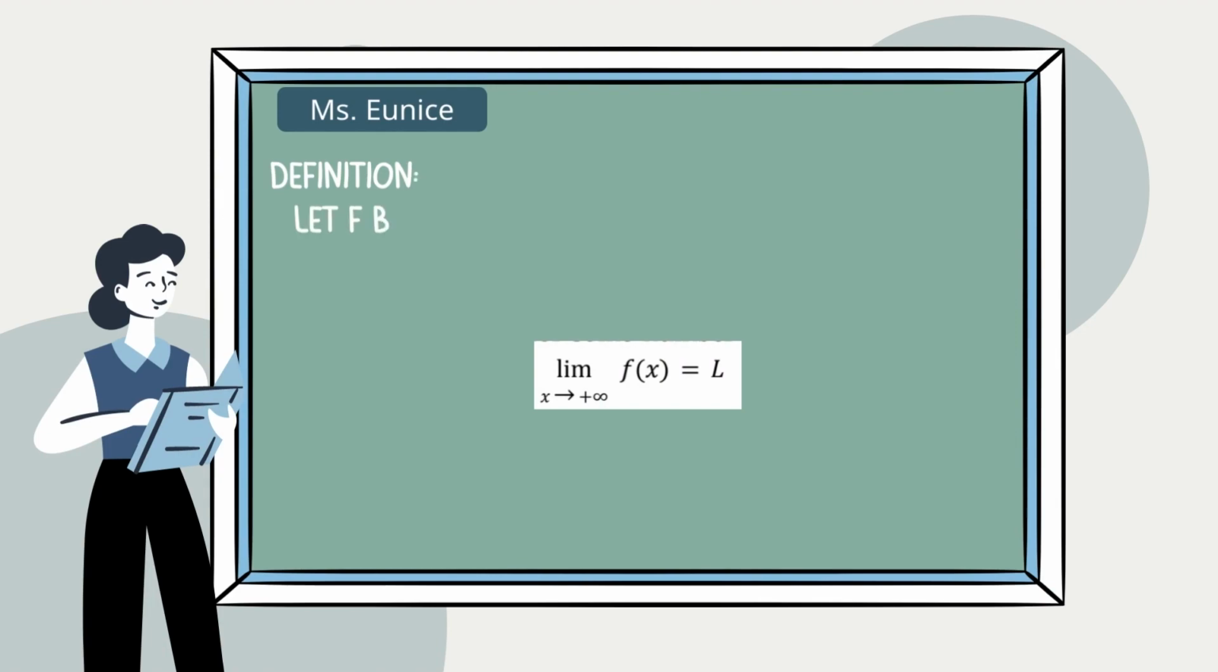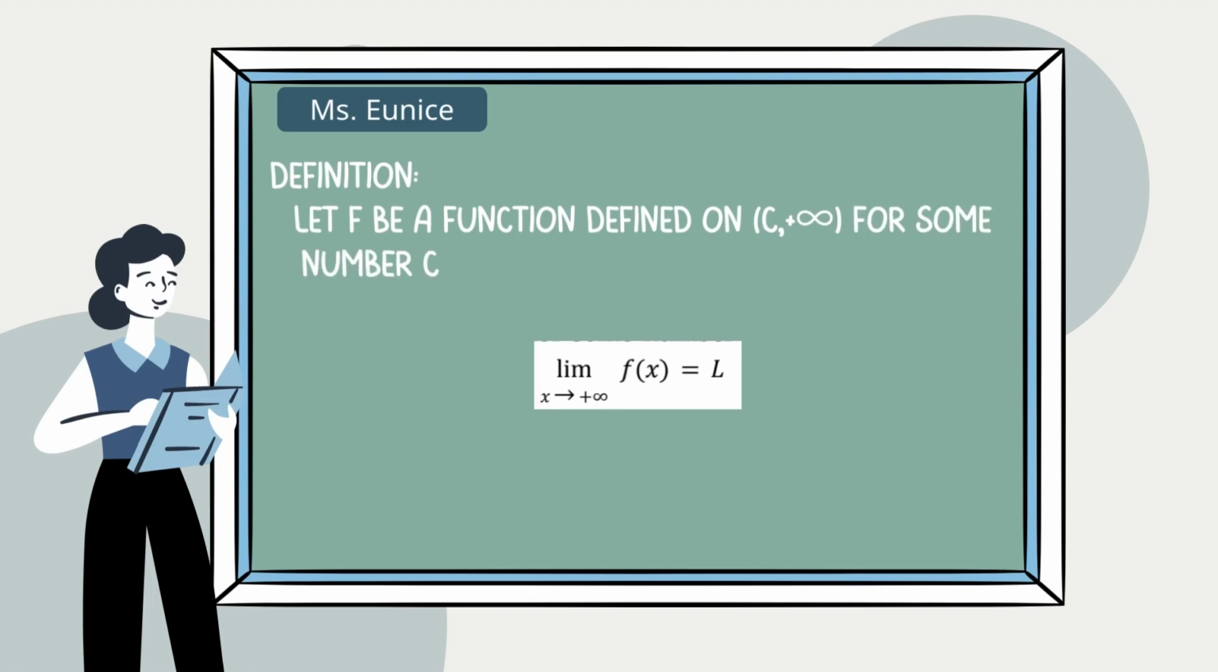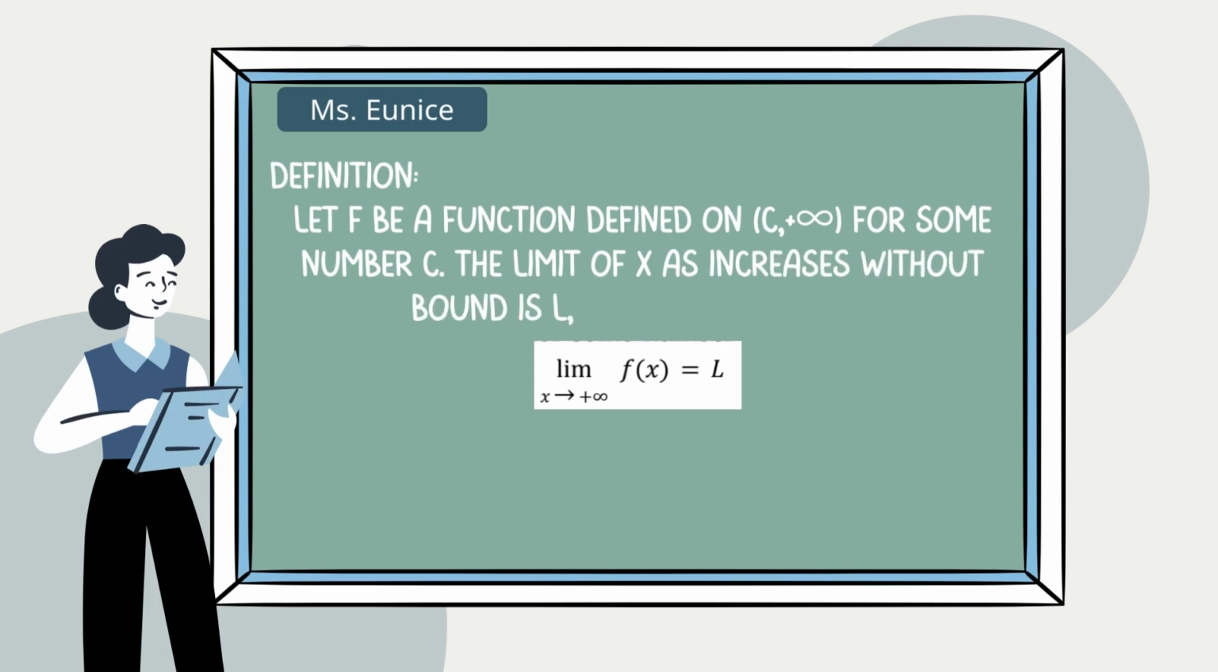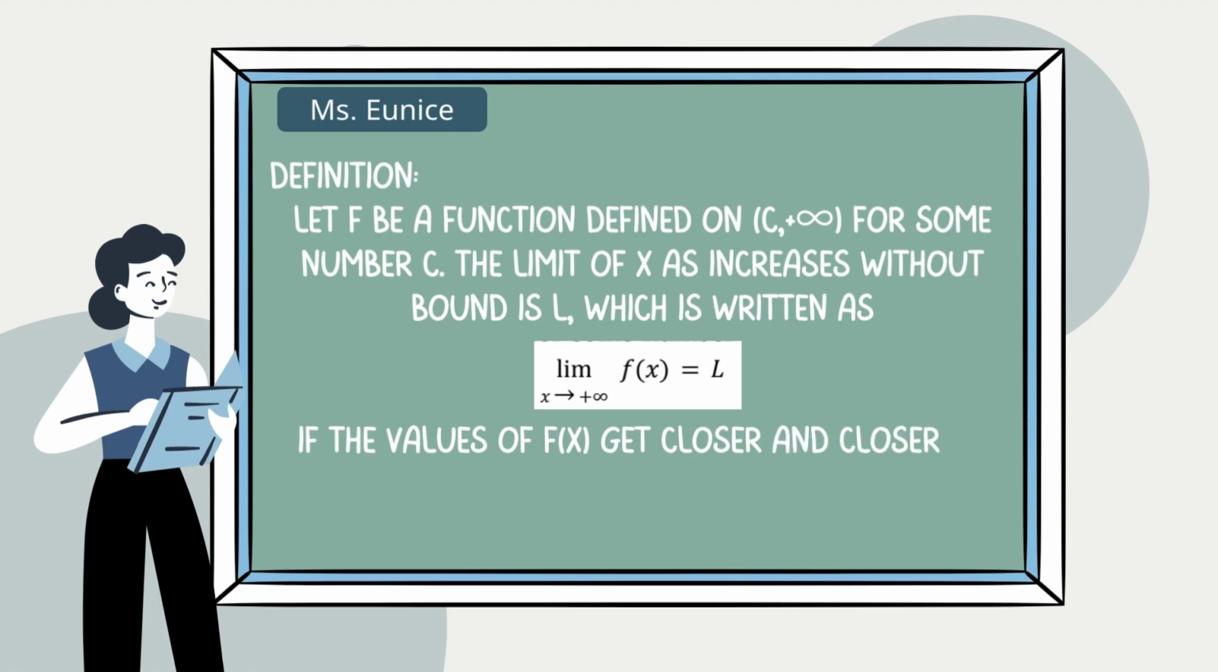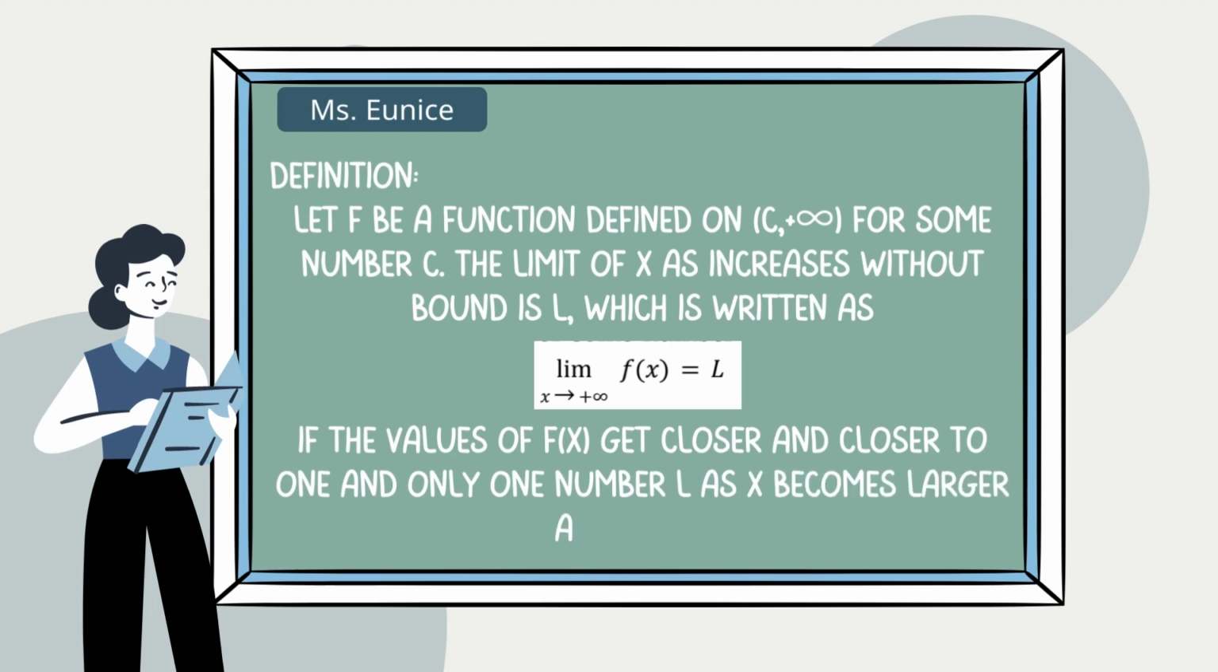Let's have the definition first. Let f be a function defined on c and positive infinity, for some number c. The limit of f of x as x increases without bound is L, which is written as the limit of f of x as x approaches positive infinity equals L, if the values of f of x get closer and closer to one and only one number L as x becomes larger and larger.